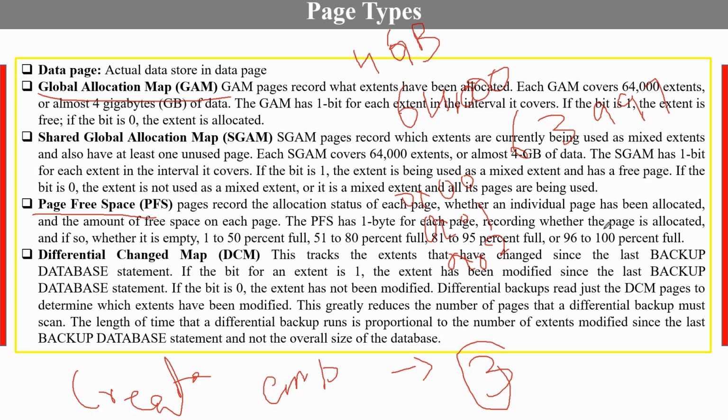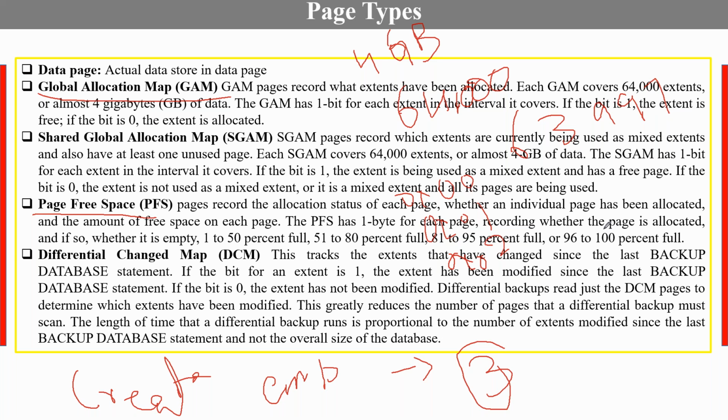When you create any object, it connects to the GAM and takes extents from it, and starts occupying those extents with whatever objects you are creating. This is how it works internally. The GAM page records which extents have been allocated. Each GAM page covers 64,000 extents, which is almost 4 GB.